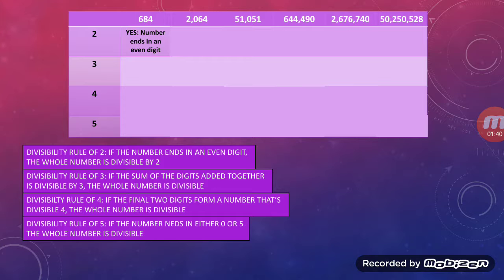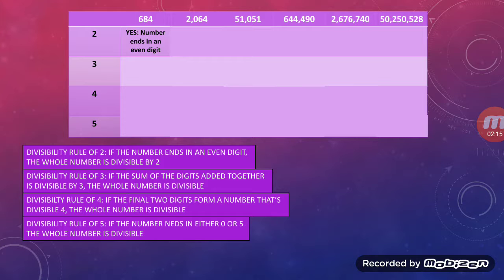Now, if you look at the bottom left corner of the screen, you will see that I've set up divisibility rules for numbers 2, 3, 4, and 5. We'll move on to 6, 7, 8, 9, 10, and 11 in a moment. For now, we can see that the rule for number 2 is, if the number ends in an even digit, the whole number is divisible by 2. And if we're looking up at 684, the example that's been given to us, we can see that yes, the number ends in an even digit, therefore it is divisible by 2.